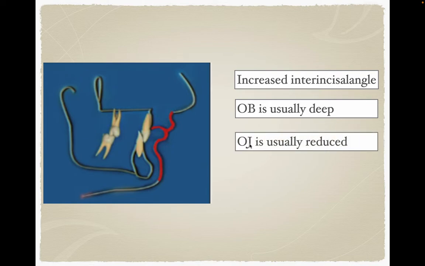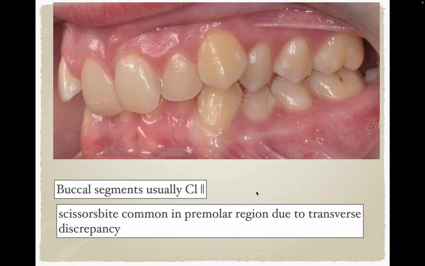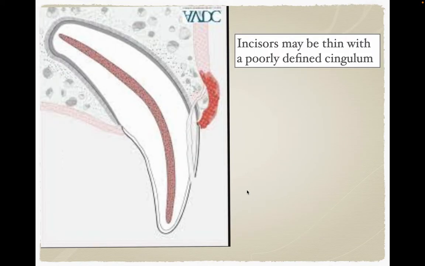Now, overjet is usually reduced because when you retrocline the upper incisor, you reduce the overjet definitely. And as we said before, the upper incisors become extruded. Now, as with any class 2 malocclusion, usually we are expecting that the buccal segment relationship is a class 2, and as we mentioned earlier, because of the broad maxilla sitting more forward, we are expecting to have a scissor bite in the premolar region.